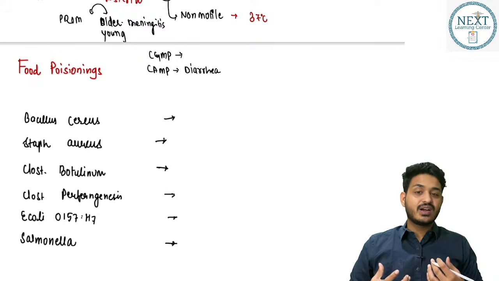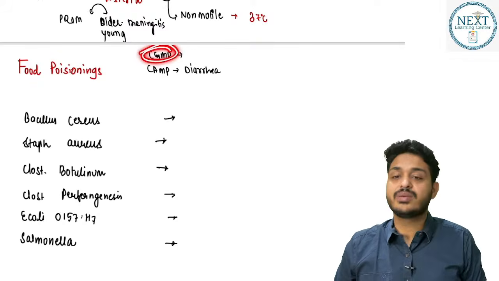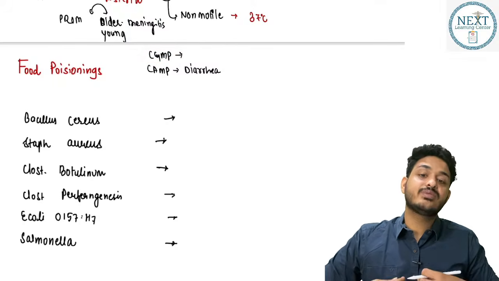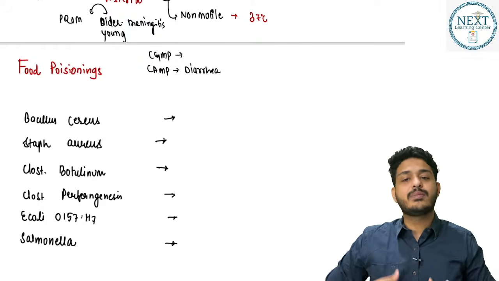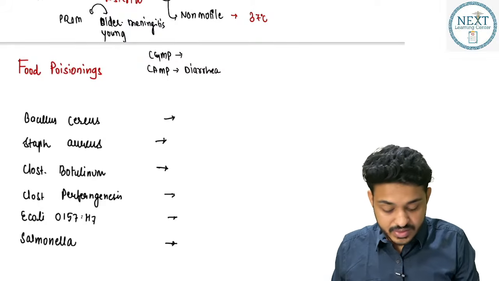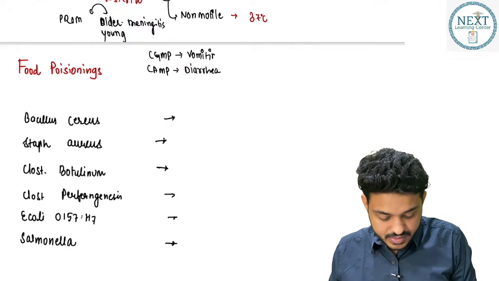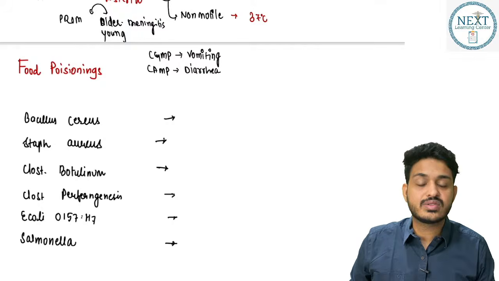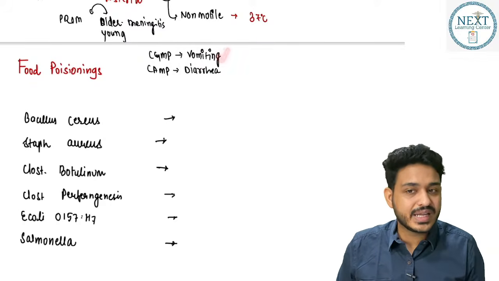Remember, achalasia cardia also has the same pathology. So cyclic GMP increases nitric oxide, which will relax all the muscles. Your esophageal sphincter will get relaxed, and the contents of the stomach will come out. So cyclic GMP increases nitric oxide, leading to relaxation of the sphincters, leading to vomiting in the patient.